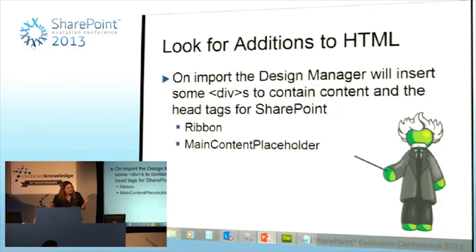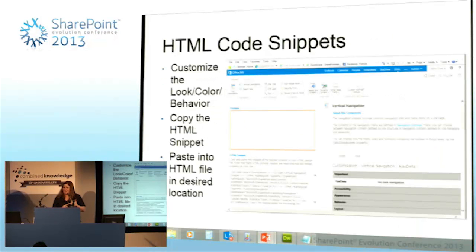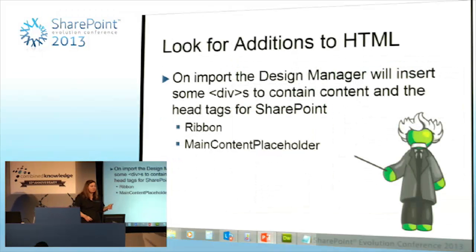So when you do that, and you've converted and you've started playing around with it, the biggest one that you're going to think, "Where's that? I can't find it," is going to be the ribbon and the main content placeholder. Because if you look back at this code snippet, there's no ribbon and there's no main content placeholder, right? Well, guess what? That import actually added those in there. So if you open up that HTML file, it has actually added in the ribbon and the main content placeholder in divs. So you kind of start searching for them.